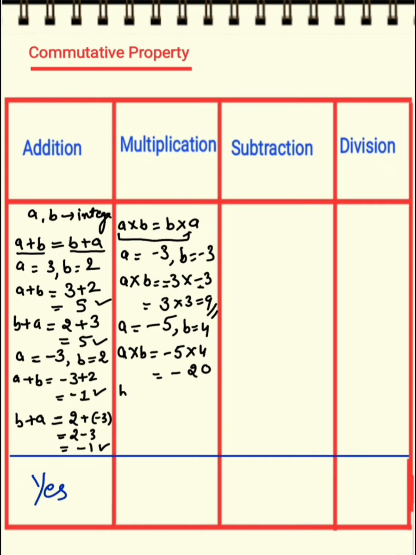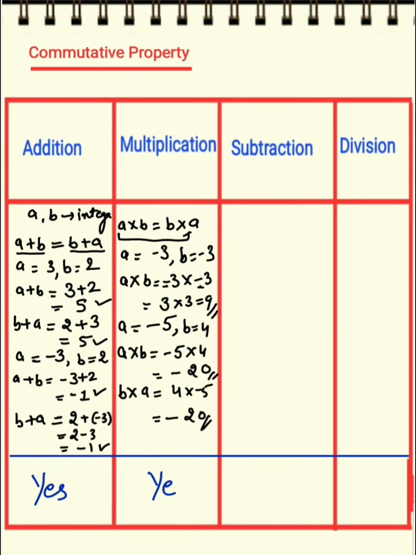And I multiply like this now. B first and then a. It will become 4 multiplied by negative 5, which is equal to negative 20. Same result I got. It means integers are commutative under multiplication. So here we can write yes, they are commutative under multiplication. Next, let's do this property for subtraction.